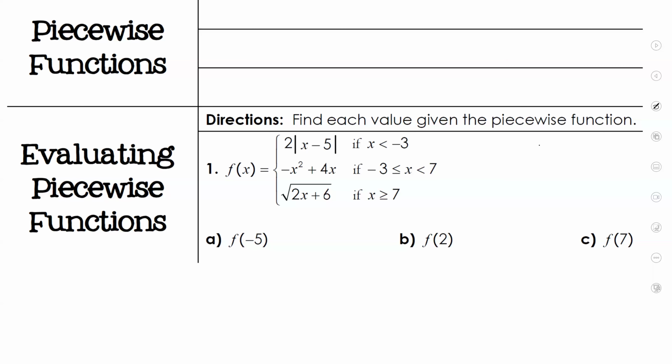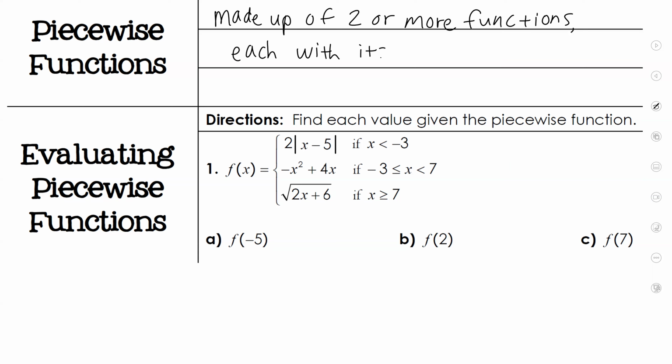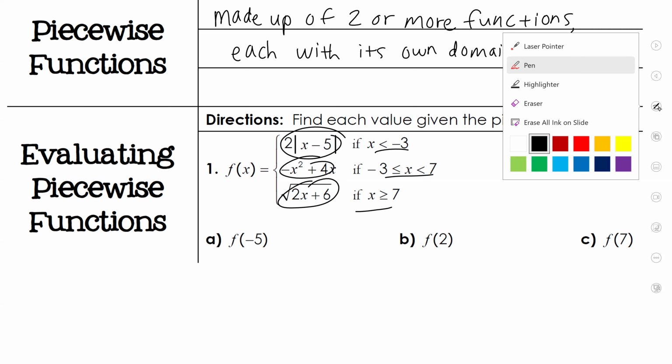Okay, we're going to talk about piecewise functions. Piecewise functions are made up of two or more functions, and these functions each have their own domain. So we're going to be looking at several functions, all of which have their own domain. This is an example. We have 3 different functions, and all 3 of them have a different domain, and we're going to graph these.